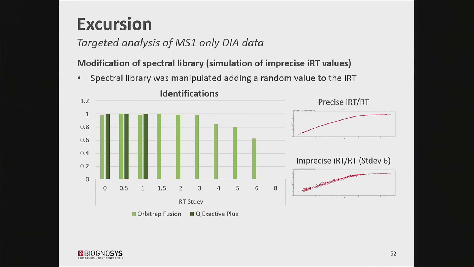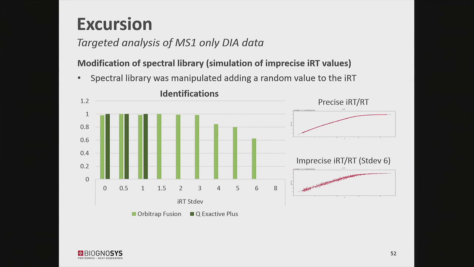So we simulated spectral libraries that had inaccurate retention times when going from left to right here. And we checked the number of identifications we get. Here it's normalized between Fusion and Q-Exactive Plus. And you can see with the higher resolution of the Fusion, we got much more robust to fluctuations in the retention time. And actually, this is standard deviation 6. It's what we got here. So you can see that it's quite a spread already.